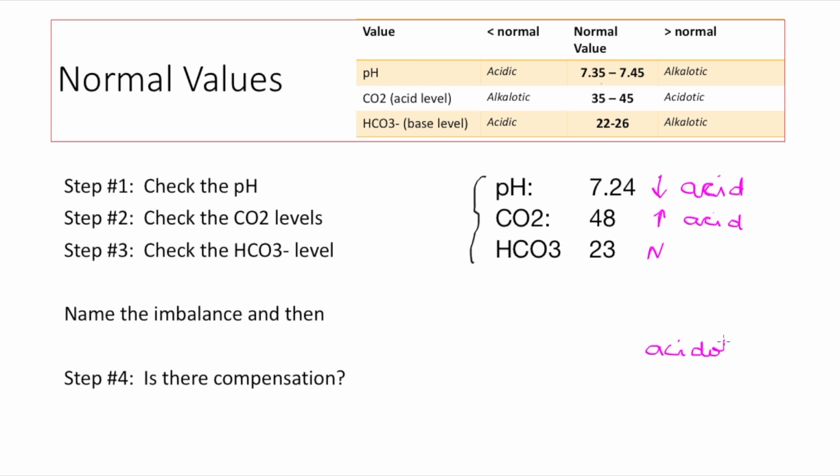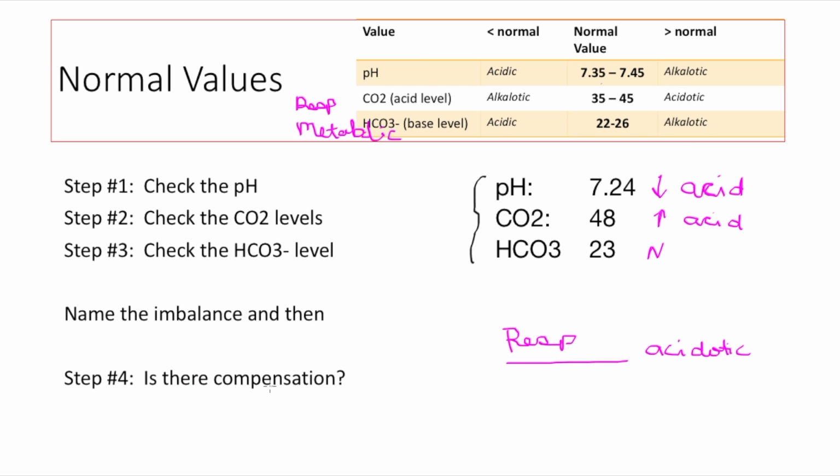I know I have an acidosis because my pH tells me there's an acidotic state. I need to identify, is it my respiratory system or my metabolic system that is driving this change? So for that, I look to see which value is also acidotic. My CO2 is acidotic, which means I now have a respiratory acidosis.